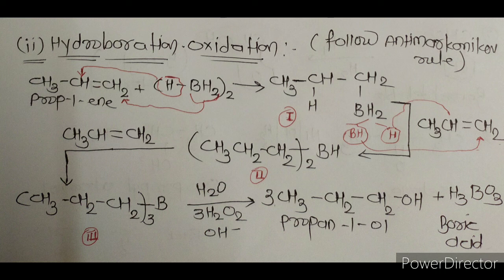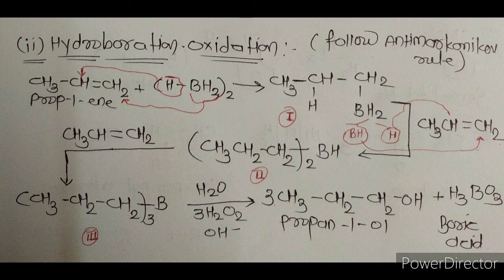Now once again another propene molecule is added. Remember one thing, in this reaction the valency of boron is 3, hence we add propene molecule three times. Now in the second step, once again an alkene molecule, that is CH3CH=CH2, is added to the first compound.